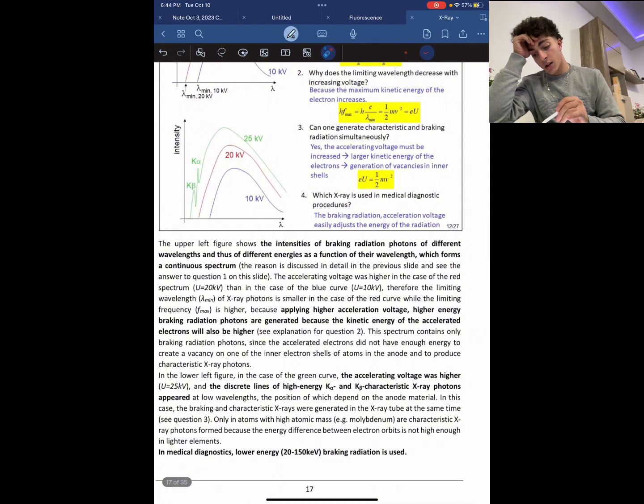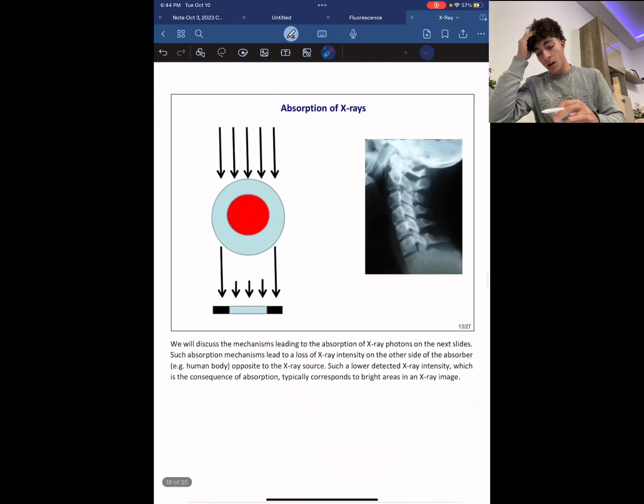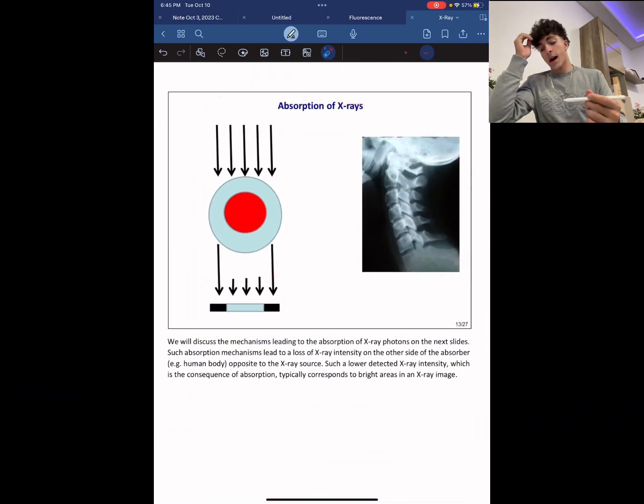It says, which X-ray is used in medical diagnostic procedures? As I said, the braking radiation. Why? Because you can adjust the accelerating voltage to get the amount of energy you need without wasting energy. All right, here is just to show how absorption works.